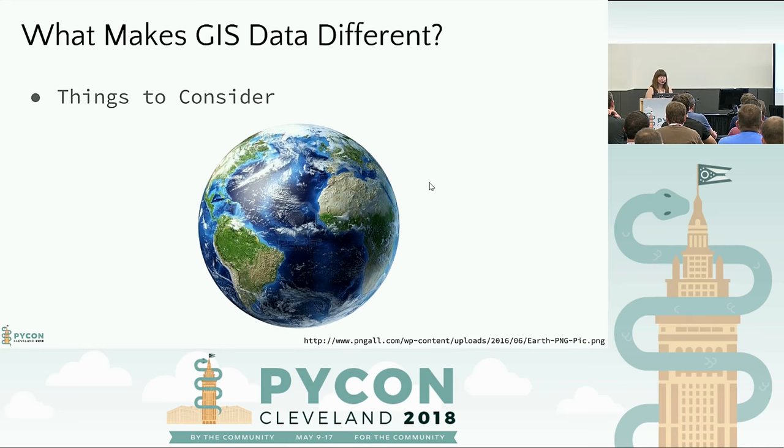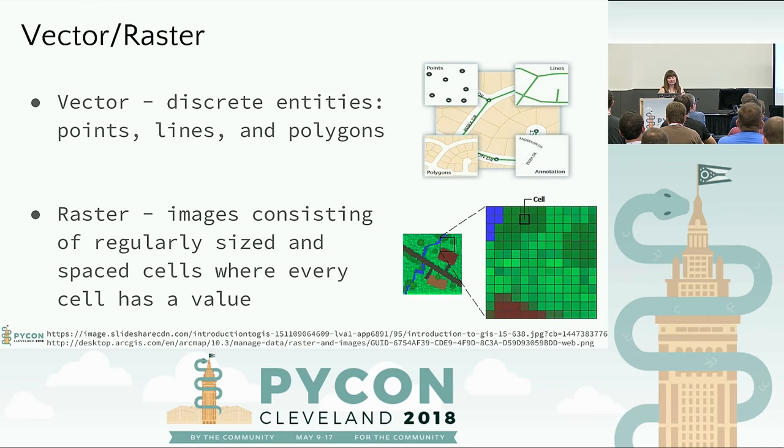So GIS data is a little bit different than tabular data. It's got some extra stuff that you need to think about. So let's look at some ways that it's special. There are two types of data that we use in GIS, vector and raster. Vector data can come in these shape files. We're going to be working with vector data today. It represents discrete entities, so points, lines, and polygons. Vector data might have point data representing tree locations or bus stops. Line data might represent roads or rivers. Polygons might represent parcel boundaries or state boundaries.